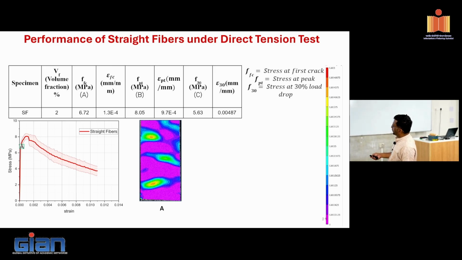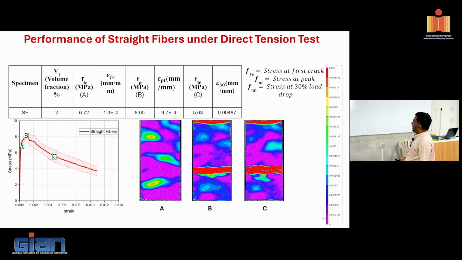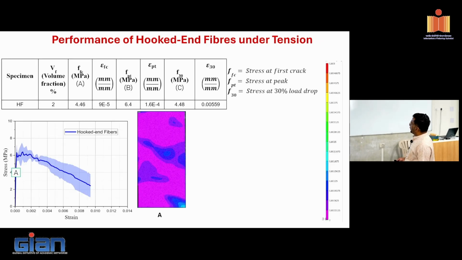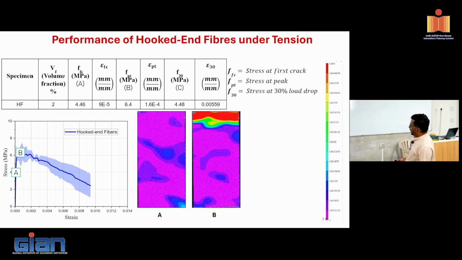Okay, so this is again some straight fiber performance. The same thing, you can see that first cracking was about 6.72 and it went up to 8 megapascal. And then at about a 30% drop, I get about 5.63. Of course, if all these values A, B, C are higher, it's better for me. Then the fibers are actually performing well. And also the strain corresponding to this F30, epsilon 30, is a very important parameter, which should also be as high as possible, right? So now I need to develop the mix that is going to give me better performance in terms of these variables. So here also you can see that performance was good, but hooked end was not performing that well.